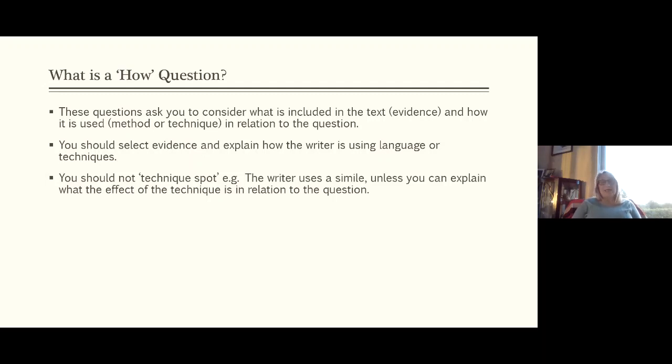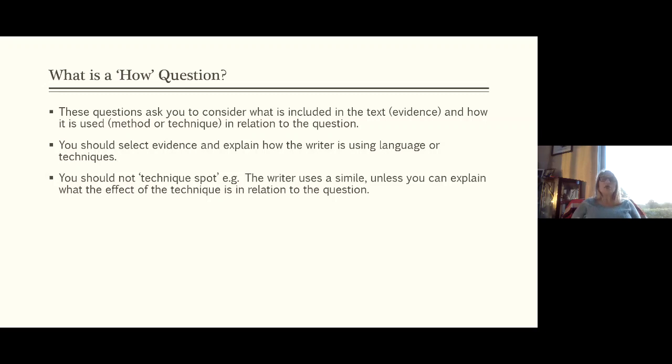You should not technique spot. So for example, if you spot that the writer's using a simile, you can't just write the writer uses a simile. You need to be able to explain that. So why does that writer use a simile? What effect is that technique having in relation to the question?